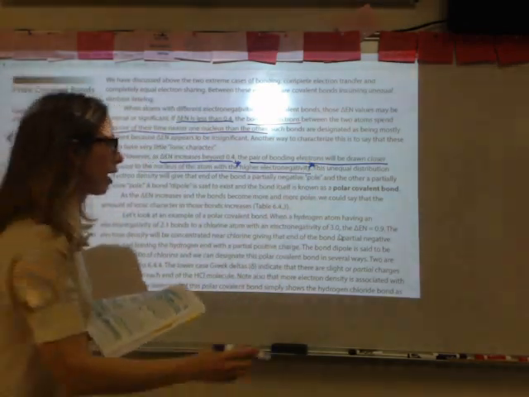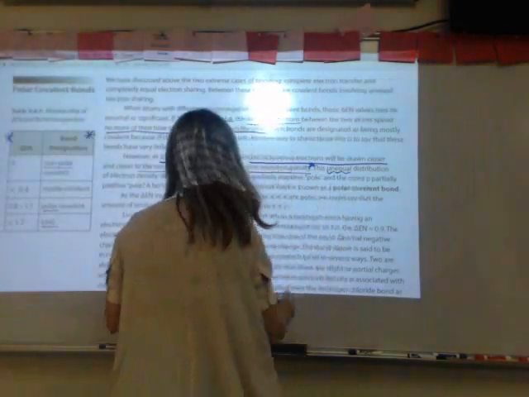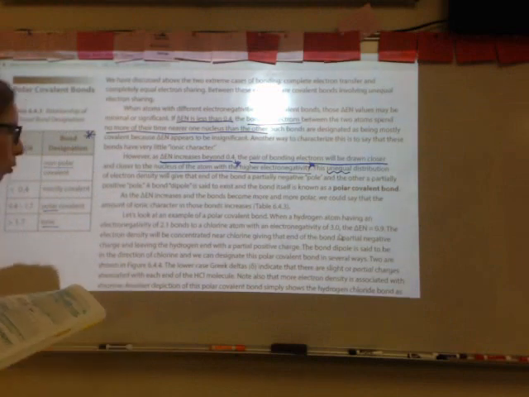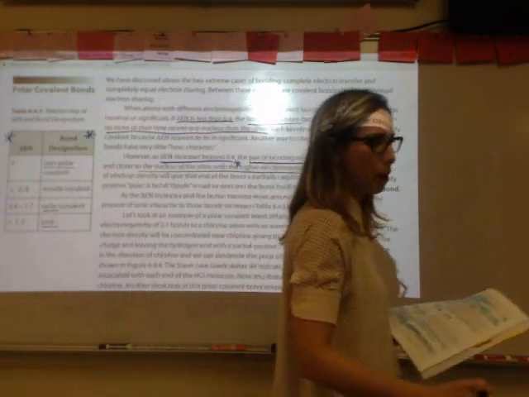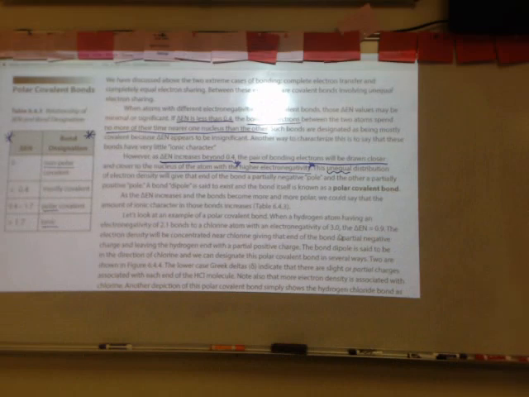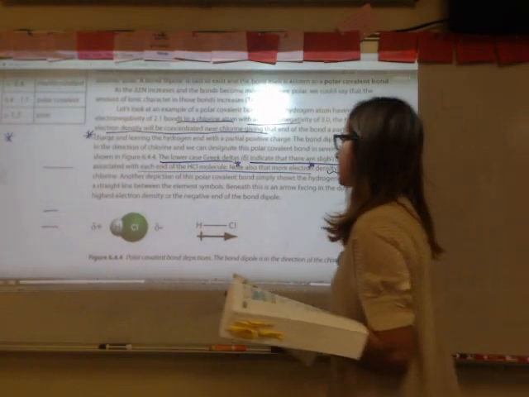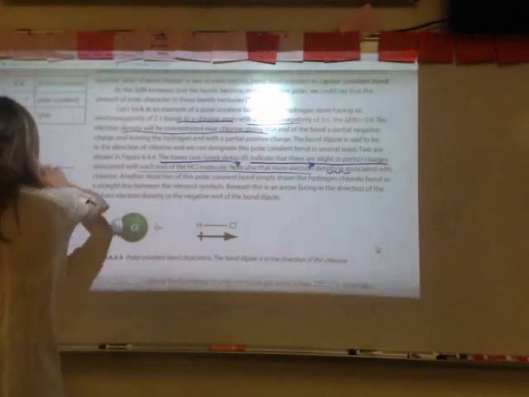That means you're going to have an unequal distribution of electrons, and that's going to result in a pole. You'll have a negative end and a positive end within a bond. So let me show you what that looks like. This bond dipole exists in polar covalent bonds.